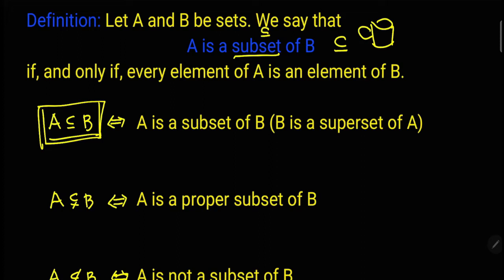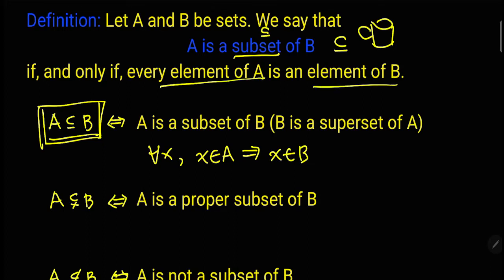By definition, we write that as follows. For every object x, if x is in A, then x must be in B. So every element of A must be an element of B.